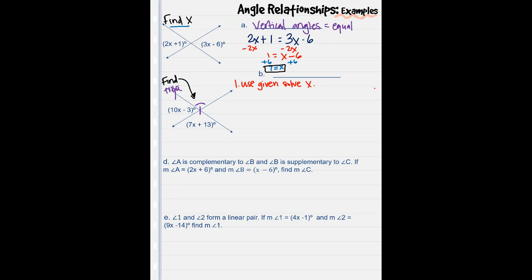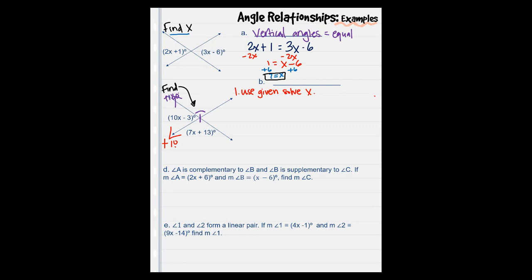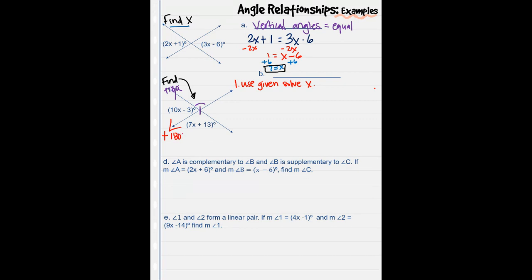And we know the relationship between these two will add up to 180. Since I have information on both of these angles, I know that one is 10x minus 3, and I know that the other is 7x plus 13. I can solve for x. Okay, so let's do that.